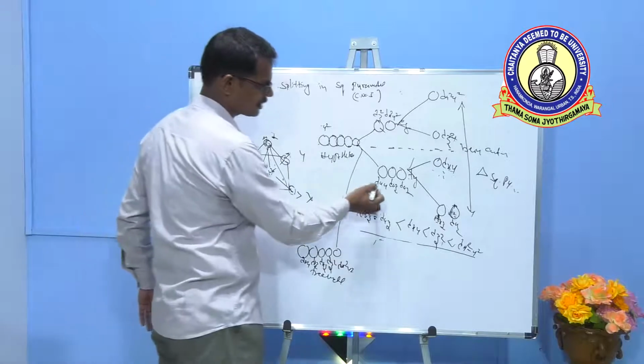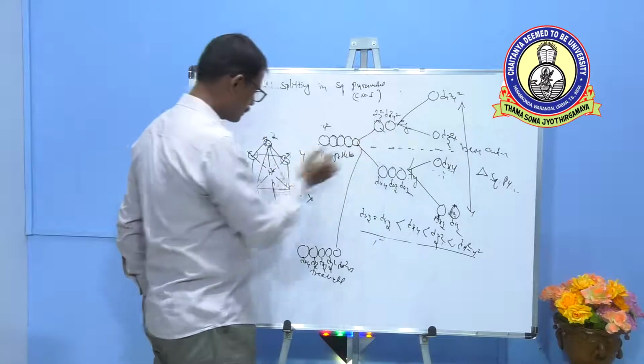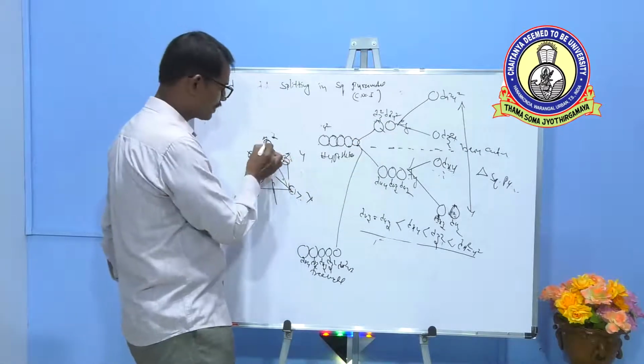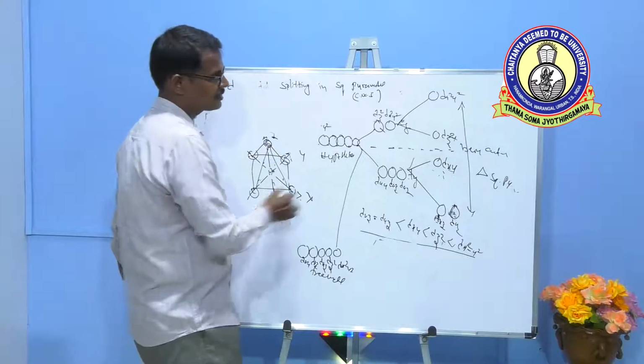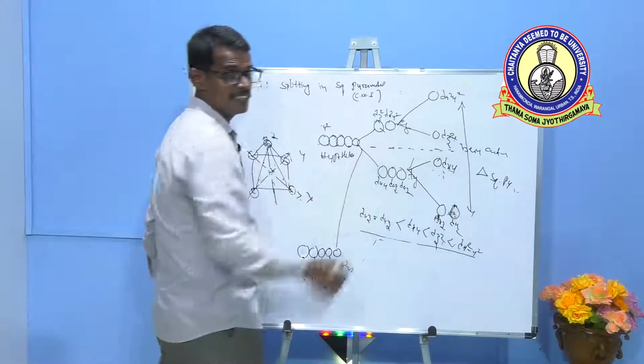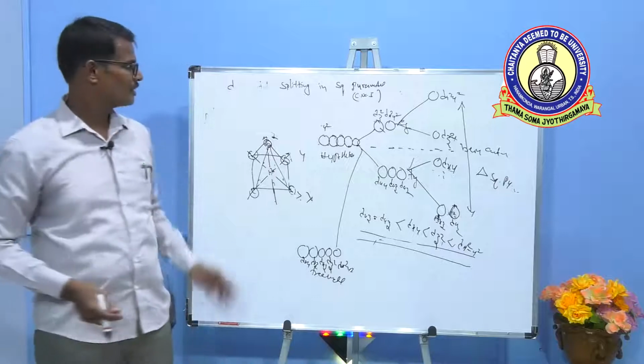So simple thing, dxy, dxz, dyz, this splitting occurs due to the donor atoms present along the axis. But along the Z axis, less ligand field is there. So Z orbital energy decreases and XY orbital energy increases. And this is the order of d orbitals in square pyramidal geometry.